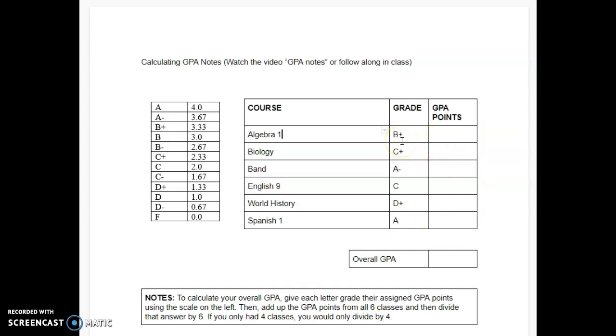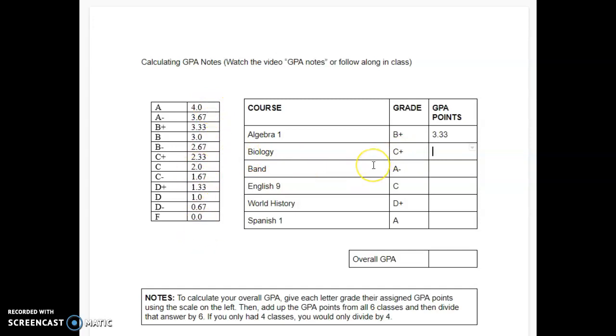So to calculate your grade point average, we're just simply going to look at how many points each of these grades gets. So a B+, if you come over to the chart over here, and this is the chart that we use here at our school, and most schools use a chart very, very similar. A B+ gets a 3.33 grade point. And so you could just type in 3.33 as how many points you would get for algebra. Biology, you could do the same thing. A C+ gets less points. Obviously, an A is a 4.0 and an F is a 0.